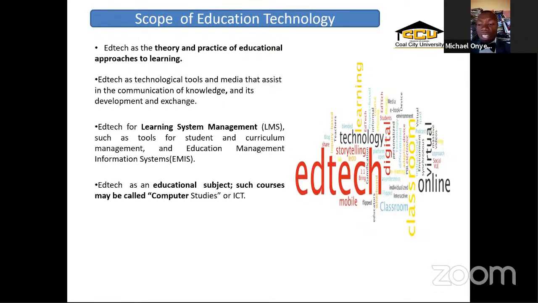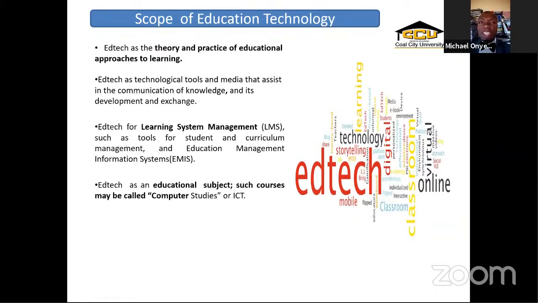This learning management system is part of education technology, because students are able to access materials, teachers are able to access materials, and professional courses are taken, like when you go to Coursera, Schoology, Blackboard, Easy Learn, and a whole lot of them that are popular out there. These are part of education technology.